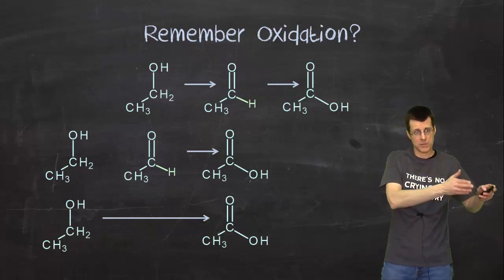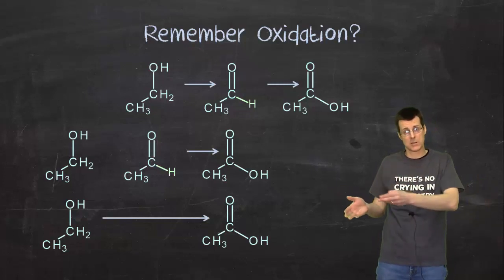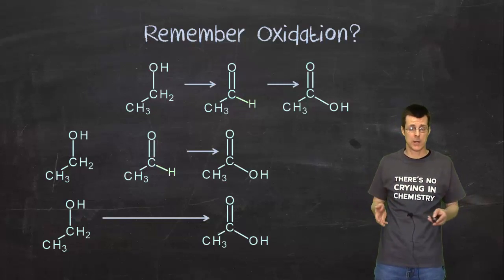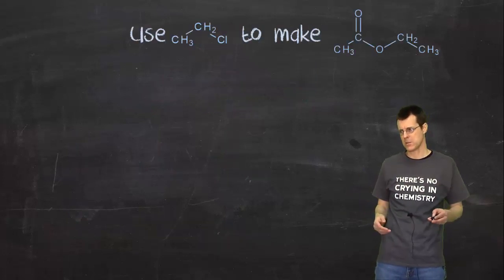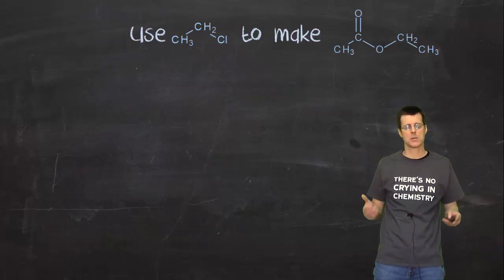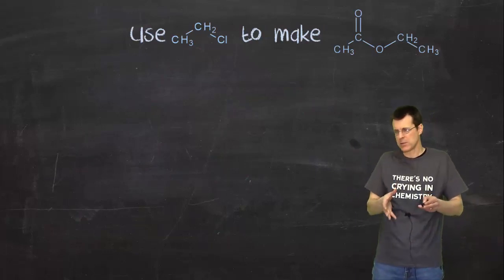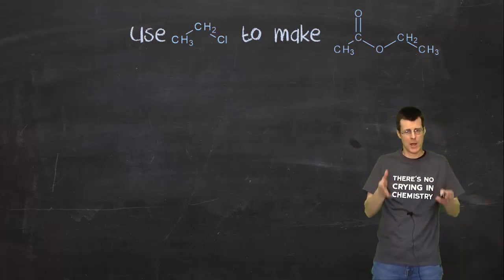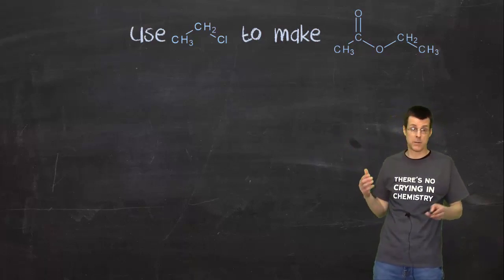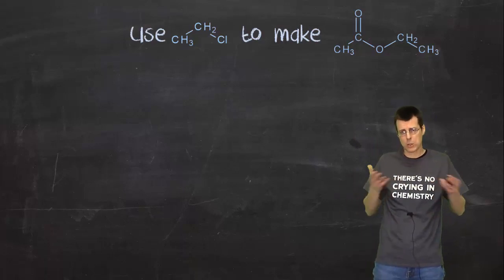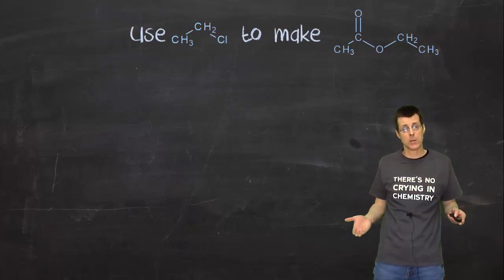So I can start from the alcohol and go all the way up to the acid, or I could stop partway in between at the aldehyde, and it just depends on my reaction conditions. A question that you're going to be seeing, well, not this particular one, I guess, but you're making a fairly large molecule. So I've got a 2-carbon alkyl halide, and I'm going to be making a 4-carbon ester. And you would be asked to plan out a process where you could do that.